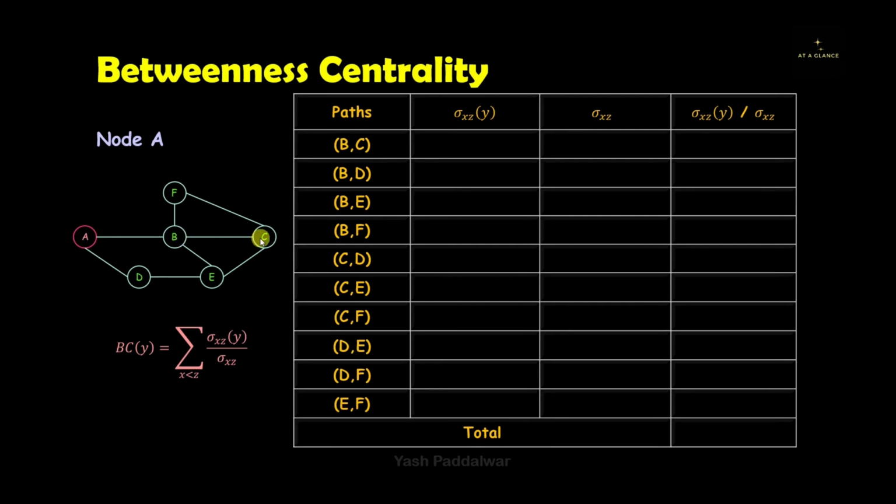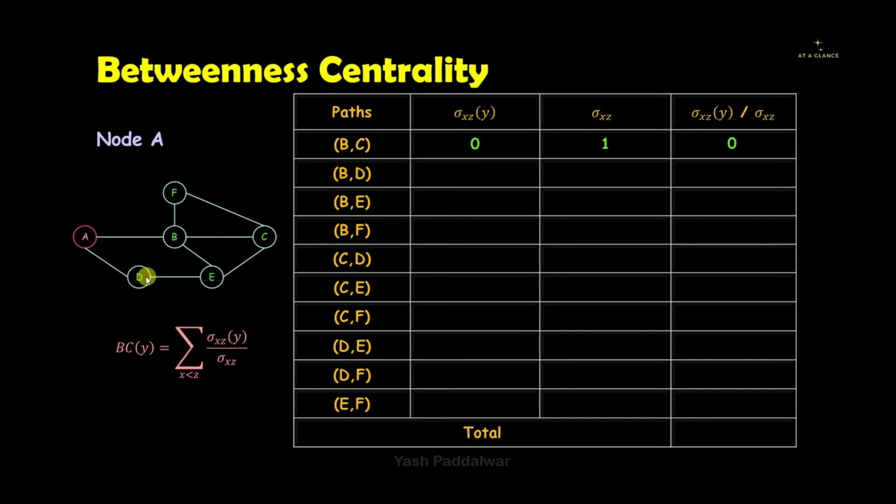So the first path we have is BC. You can see in the graph B is directly connected to C. So there is only this one shortest path that connects B and C. Apart from this path, there is no other shortest path. Hence, we write 1 in place of sigma xz. Now, can you tell me whether node A, which is the concerned node, is present inside this shortest path BC? It is not, right? So therefore we write 0. And once we have both these values, we divide them. So 0 divided by 1 is 0. Hence the betweenness centrality of the path BC with respect to node A is 0.